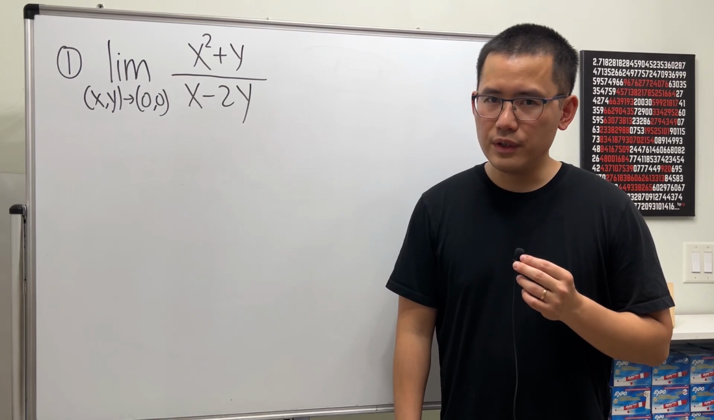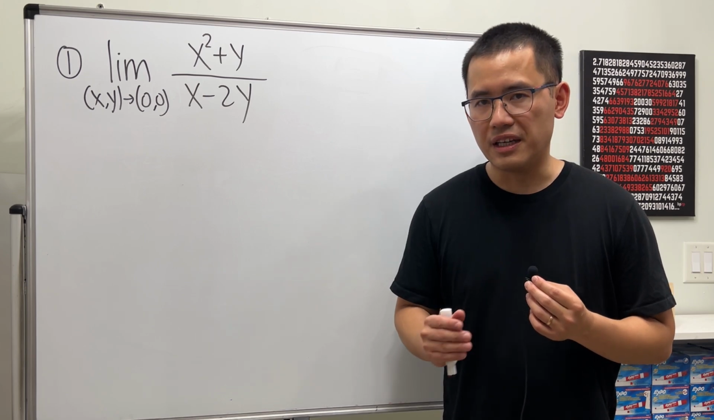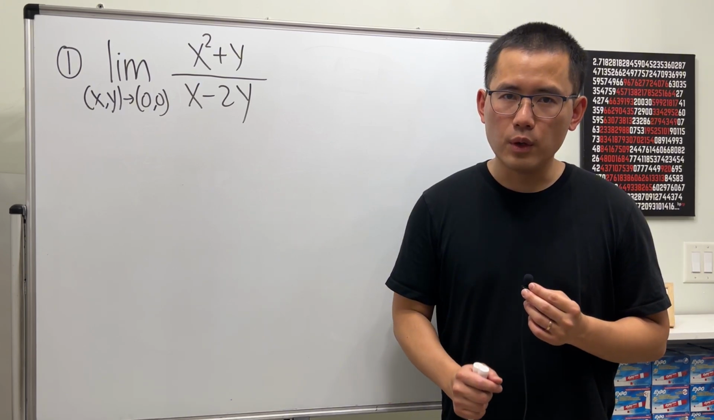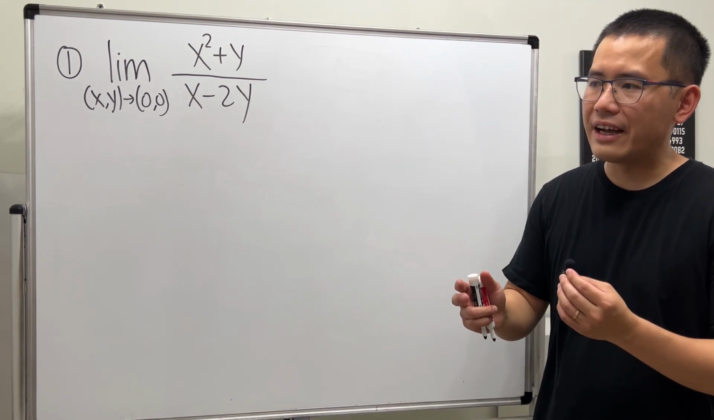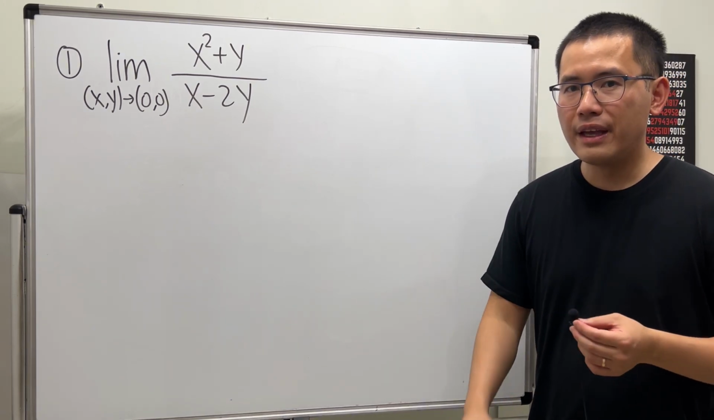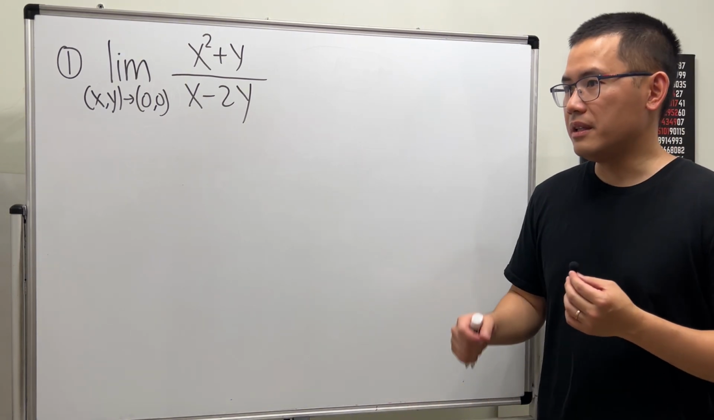So in this video, I would like to give you guys 8 examples of showing the limit of a multivariable function does not exist. And in order for us to do so, we will find two paths so that the limits along those two paths are different. Then we will be done.